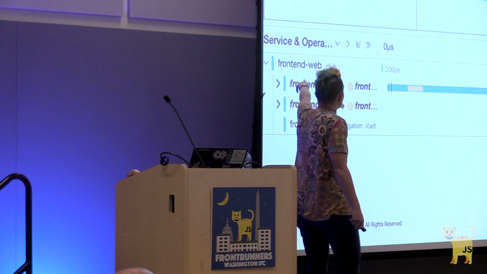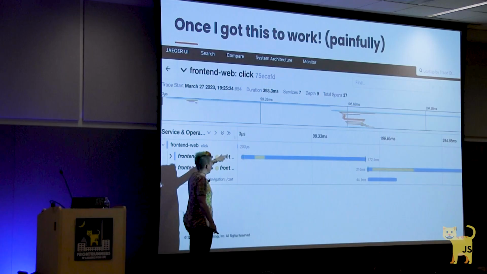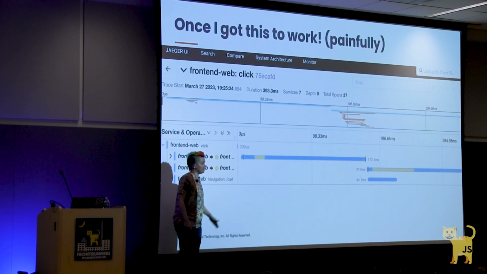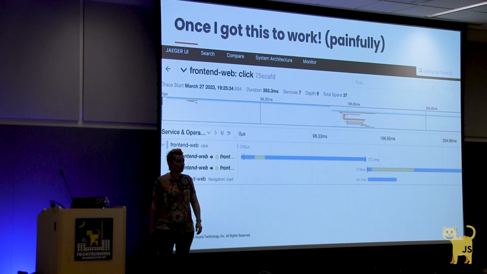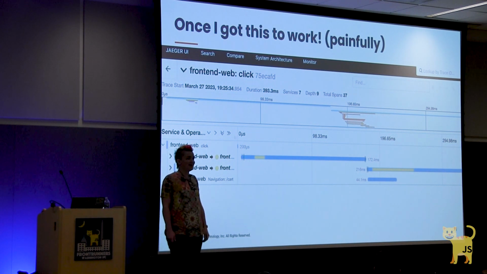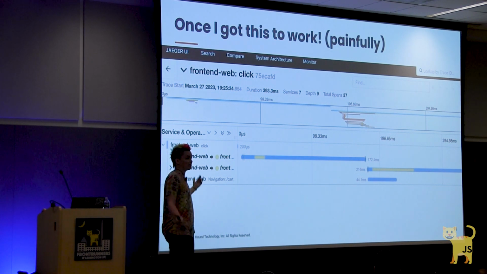One time I did get this to work. I did get a click, and then a post, and then a get, and then a navigate. And it's good that I took a screenshot of it. Because then someone went in and upgraded the OTel demo front end to use React Query.